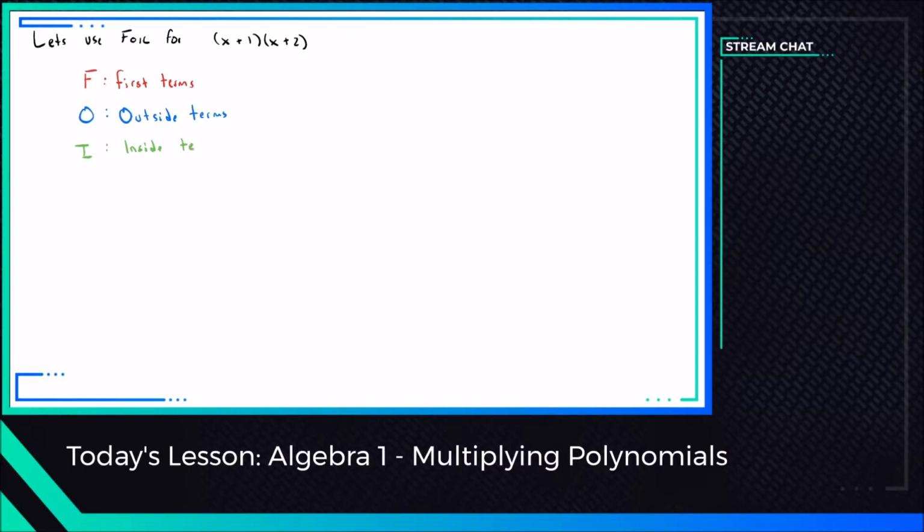And I know this probably doesn't make a whole lot of sense without seeing it visually yet, but I promise we'll get there shortly. And L is going to be your last term. All right, so now we're going to write this out. And what I mean by first term is the first term in each polynomial. So the first term in x plus 1 is going to be an x, and the first term in x plus 2 is going to be an x. So the first term there is written in x.